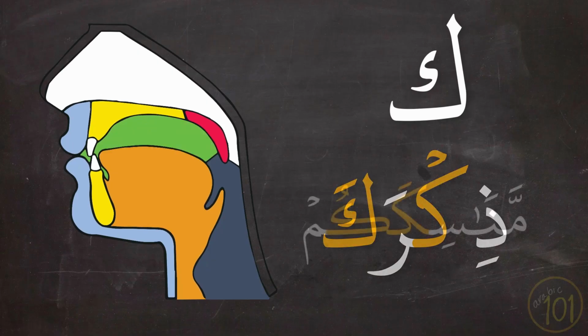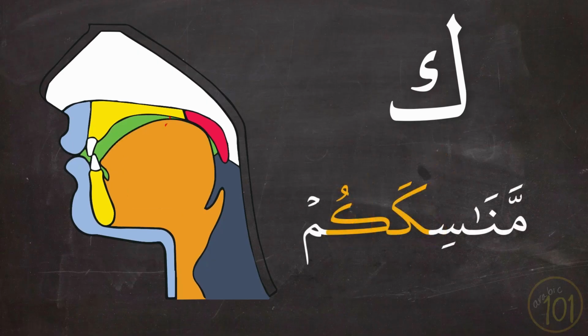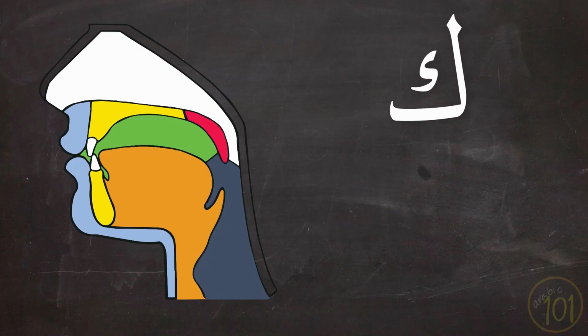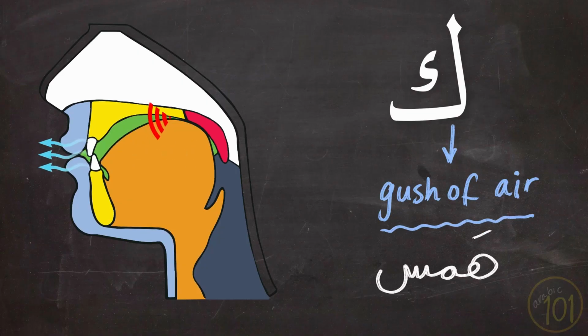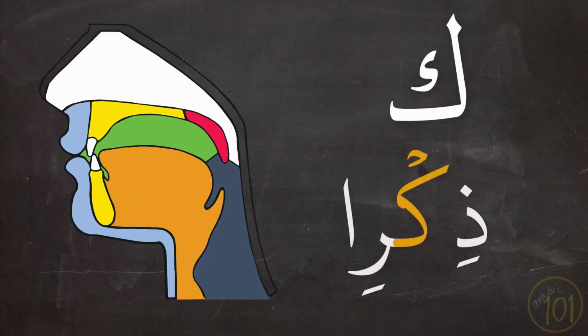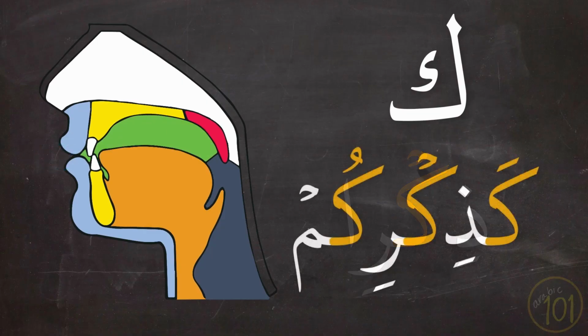ذكرك, مناسككم. We should also notice that when the Arabic kaf is produced, there is a slight gush of air or breath that is produced along with it. We call that hams, and this is most clear when kaf is in sukun position. ذكرى, كذكركم.